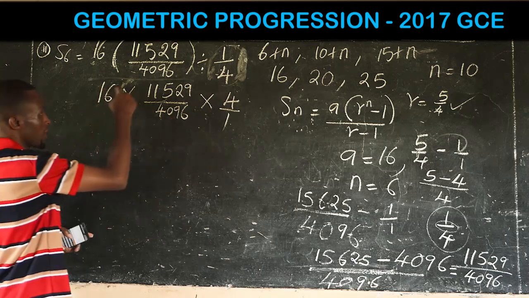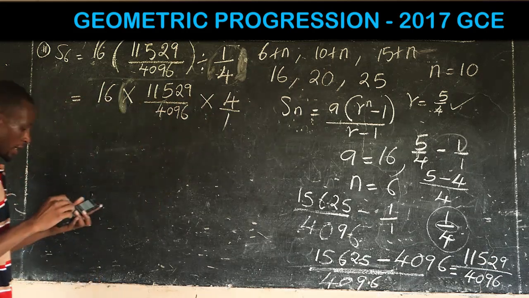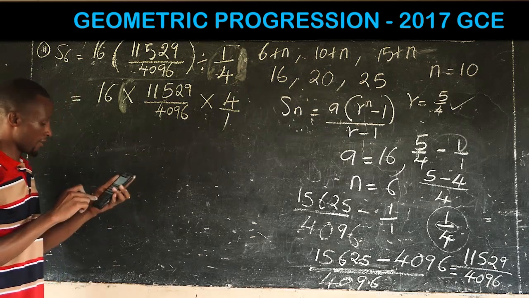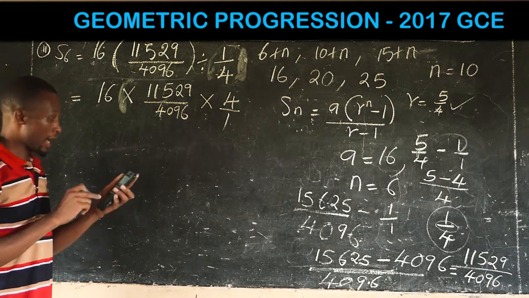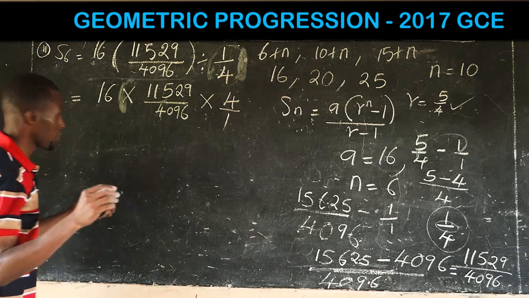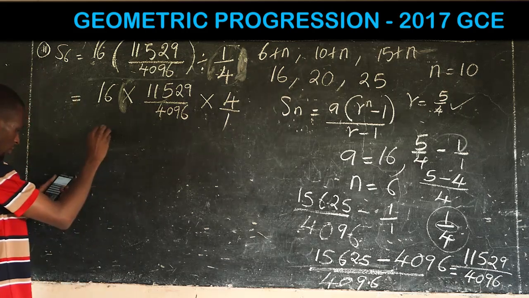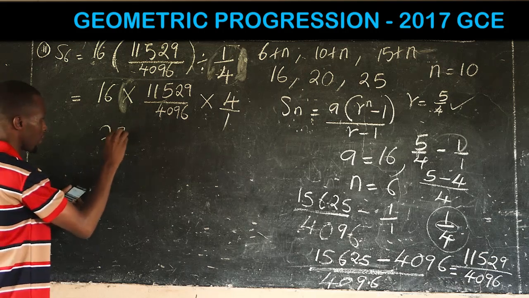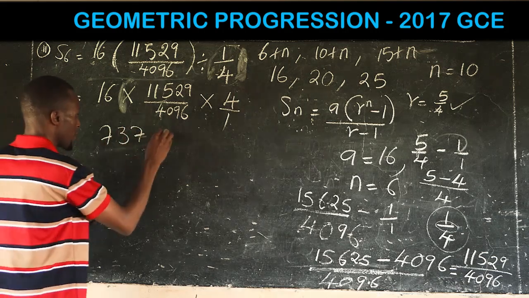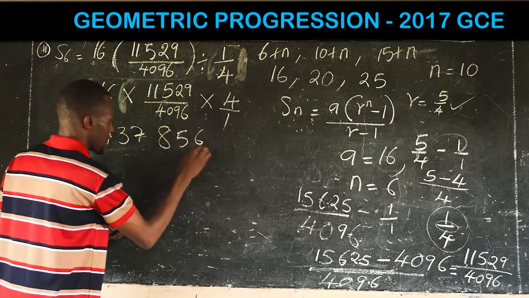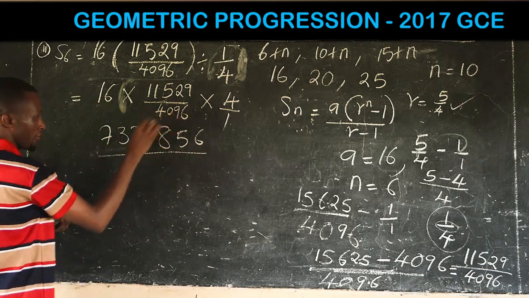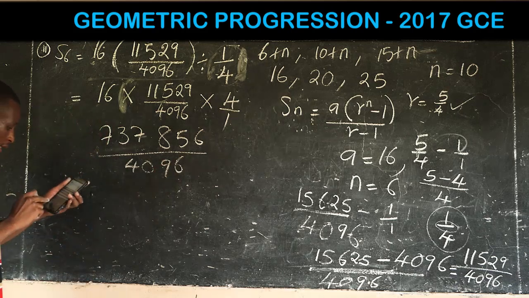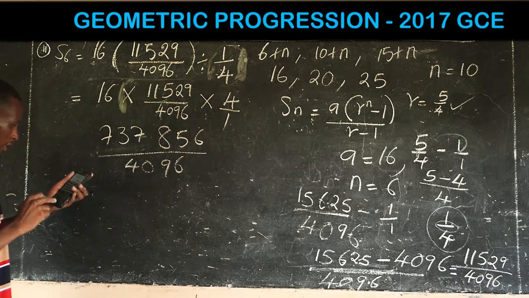So first of all, let us multiply what we have here. Use a calculator. So we have 16 multiplied by 11,529 times 4. Make sure you confirm that answer there. So that is 737,856, everything here over 4,096. So divide that number by 4,096.